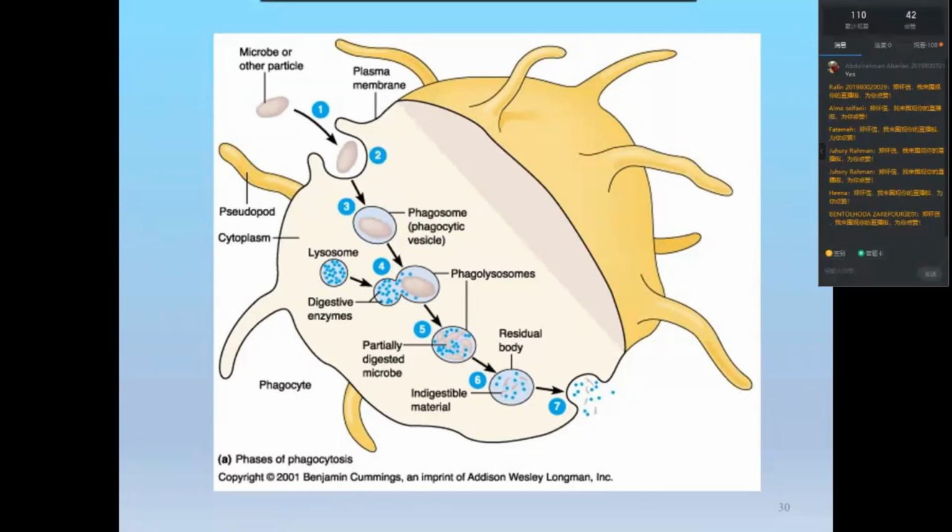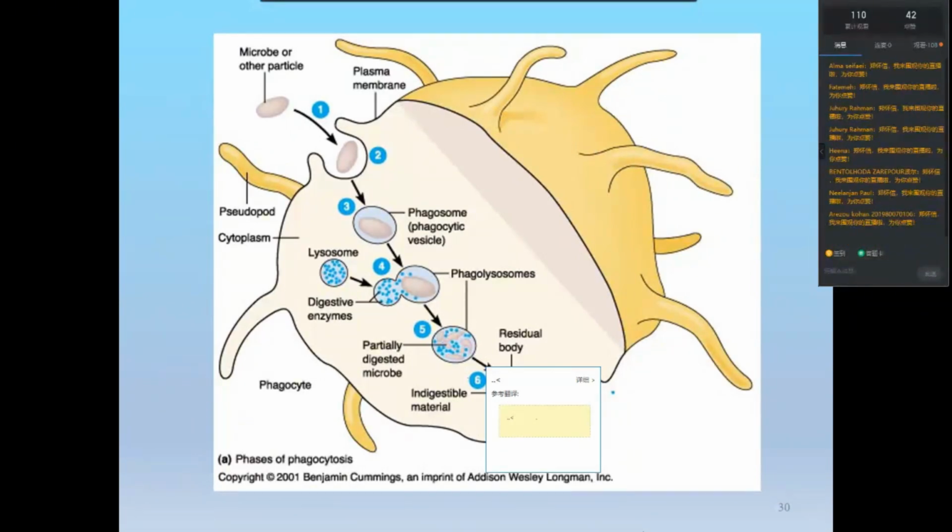Will degrade the bacteria intracellularly, so that the bacteria is killed intracellularly. This is the function of phagocytosis, to kill the bacteria. But on the other end of this process, once the bacteria is killed intracellularly, this macrophage can also present the antigen to adaptive immune cells, right? So that's what we learned in immunology.